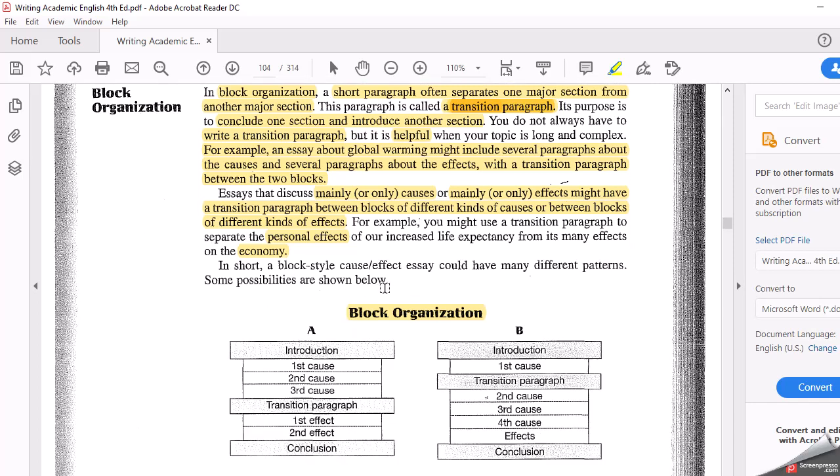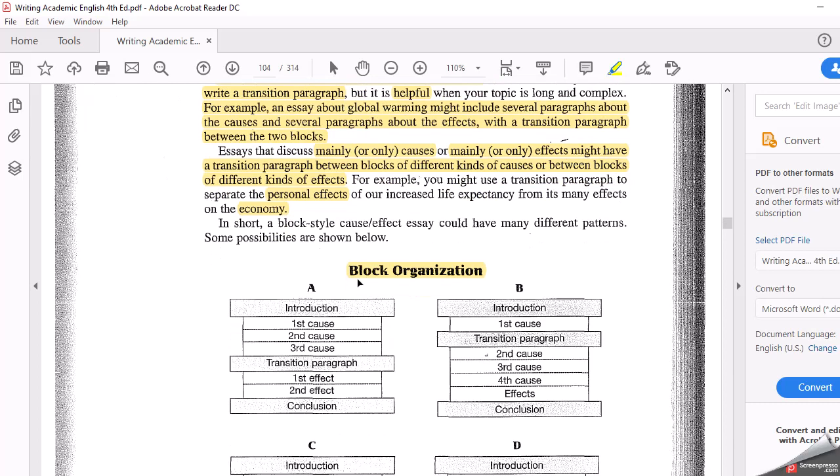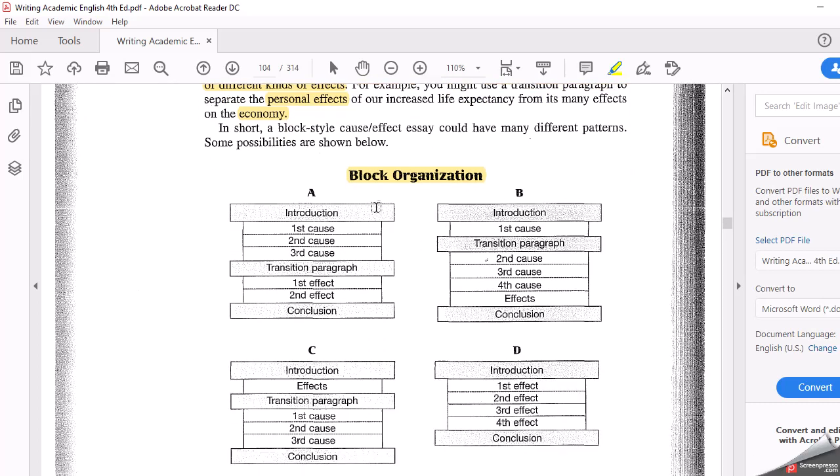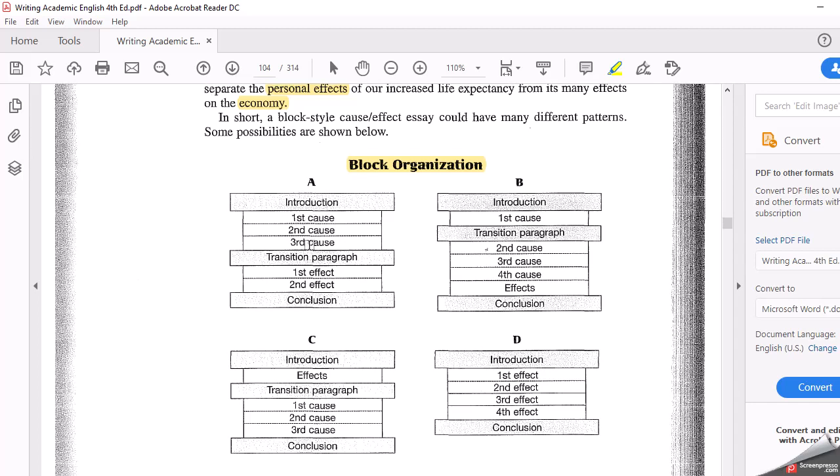In short, a block style cause effect essay may have different patterns. Some possibilities are shown below. Look, we have here possibilities that you can organize a block organization. For example, you put the first cause, second cause, third cause, then transition paragraph, then you go first effect, second effect, and then you put conclusion.